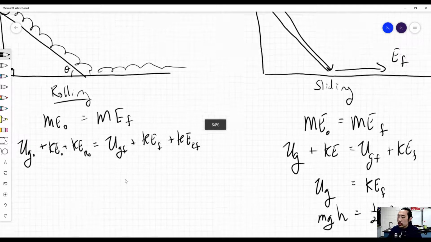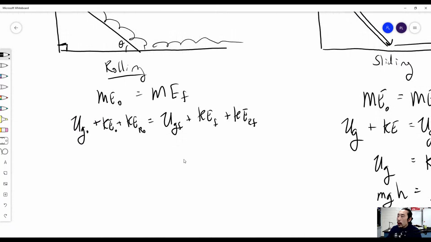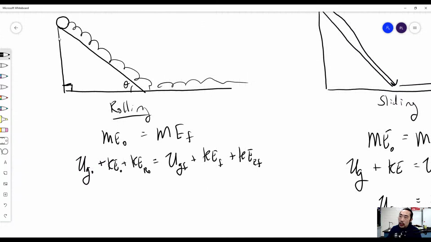All right, so I'm going to zoom in on this equation here. When the object is at the top, it has only gravitational potential energy, and it's not sliding down. So we can say all of the kinetic energies are 0. We can say the kinetic energy initial is 0 because it's not moving. We can also say the kinetic energy rotational is 0 because in the beginning, it's not spinning, it's not rotating. So these are both 0.